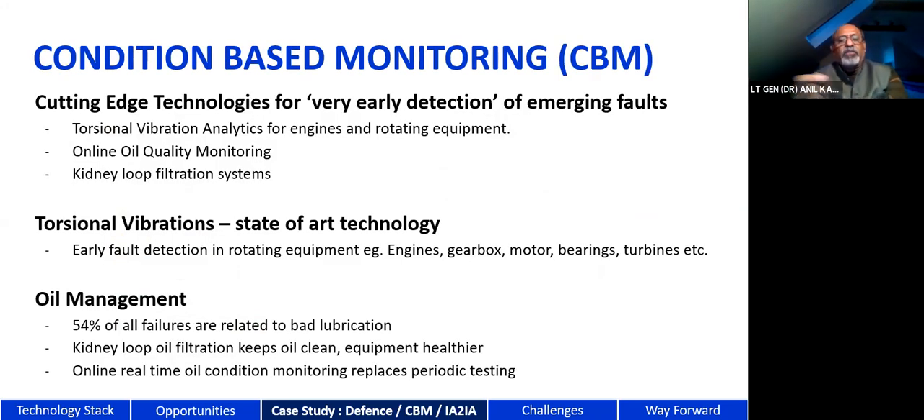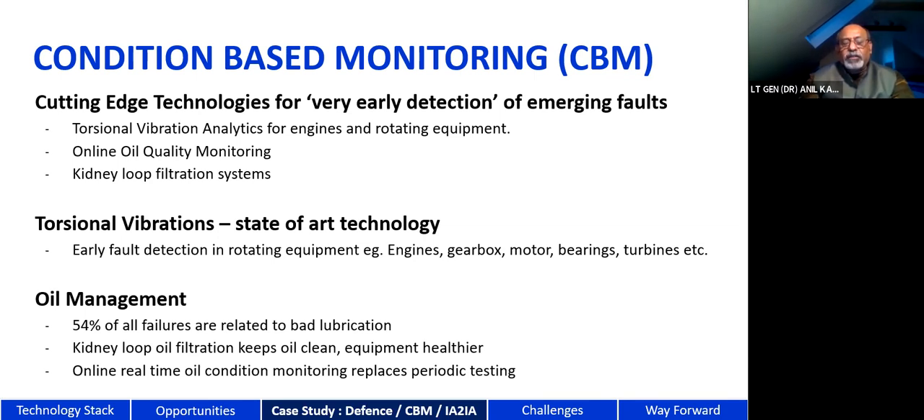Now, I'll just qualify this by saying that condition-based monitoring is a cutting-edge technology for early detection of emerging faults in any equipment. It could be on the shop floor, it could be a car on the road, it could be a car in your garage, which is talking to you based on some analytics. And torsional vibration sensors are perhaps one of the very important sensors for all moving parts. There are many more sensors, I'm just touching upon one. And this torsional vibration sensor gives you the state of your engines, gearboxes, motors, bearings, turbines if there are any, and helps give you a huge, should I say, indication before things go wrong.